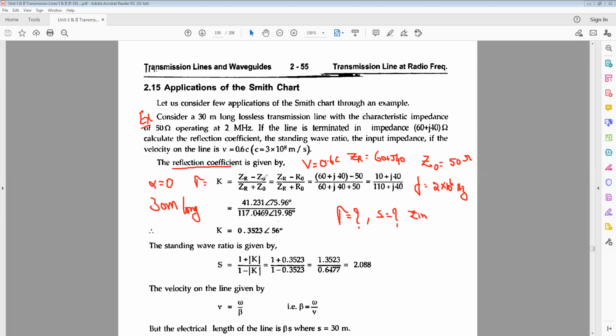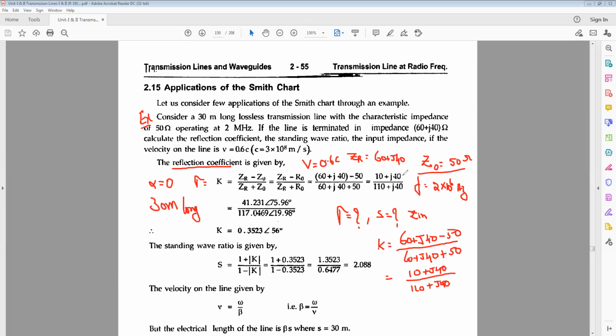K is equal to, we know, ZR minus Z0 by ZR plus Z0. You know this formula, my dear students. What is the ZR given? So K is equal to 60 plus j into 40 minus Z0. What is the Z0 here? Minus 50, whole divided by ZR plus Z0, 60 plus j into 40 plus 50. So that is equal to, in the numerator, 60 minus 50 is 10, 10 plus j into 40, whole divided by 60 plus 50 is 110 plus j into 40. So here, 10 plus 40j and 110 plus 40j.